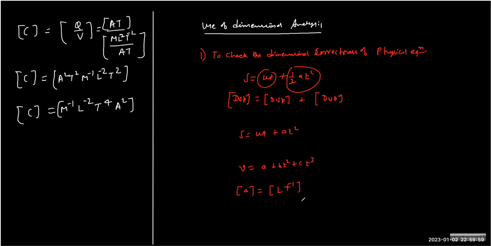A is LT minus 1. It's velocity, no? What is the dimension of B? T is time, of course. LT minus 3. What is the dimension of C? LT minus 4. Correct. So this is the one use of dimensional analysis.